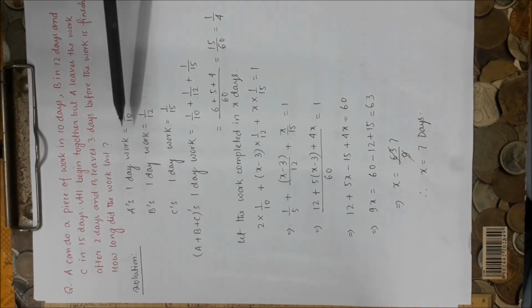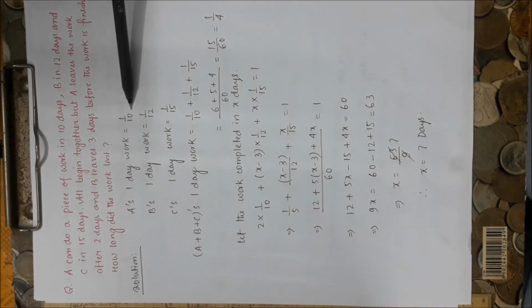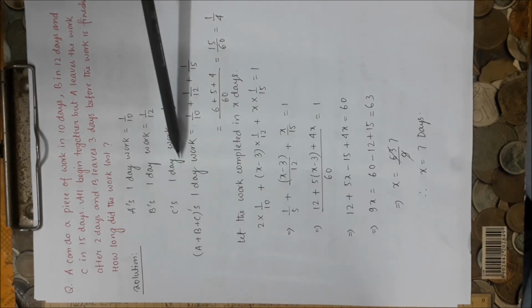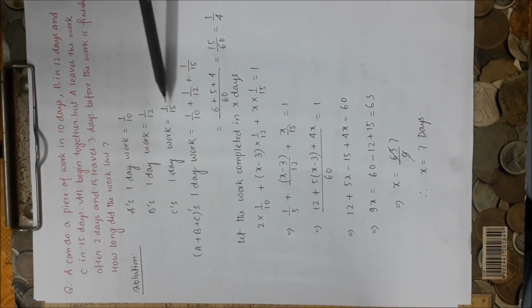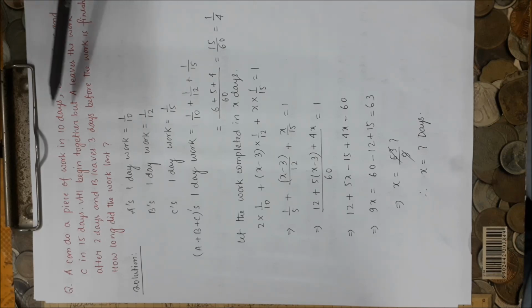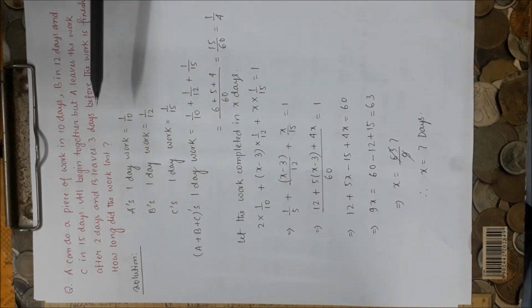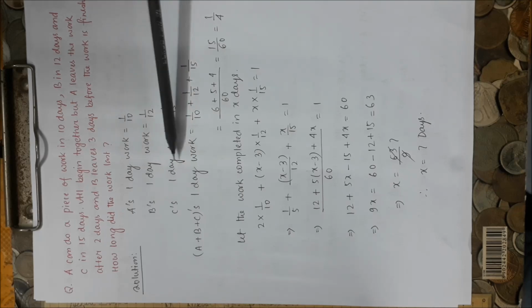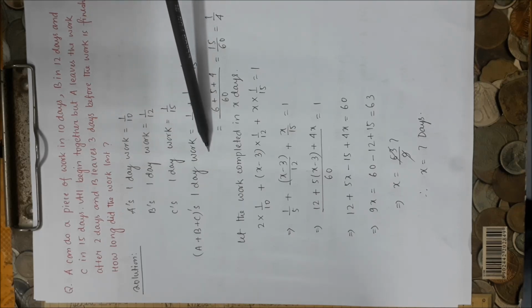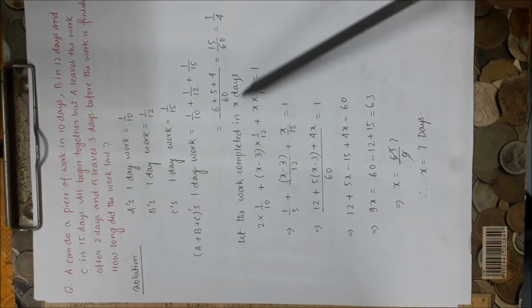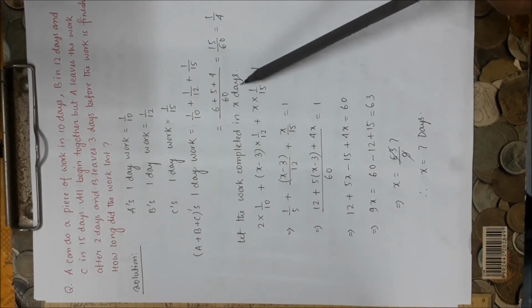So 1 day work of A equals 1 by 10, 1 day work of B equals 1 by 12, and 1 day work of C equals 1 by 15, as they need 10 days, 12 days and 15 days to complete the work. Now if you add these three, we get 1 day work of A, B and C, which is equal to 1 by 4. Now we assume that the work is completed in X days.